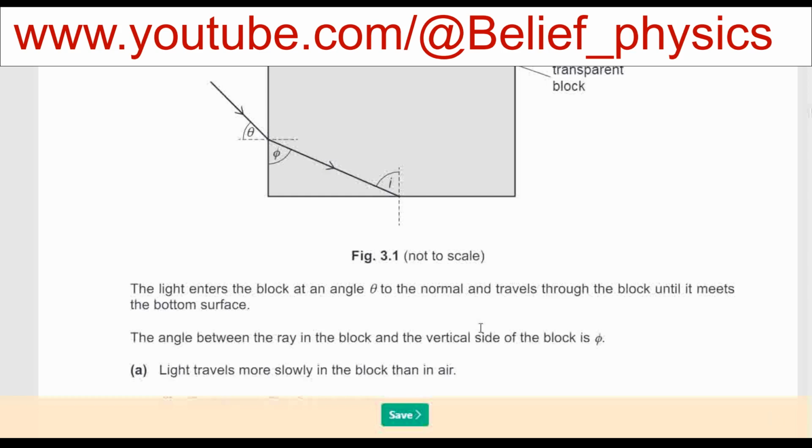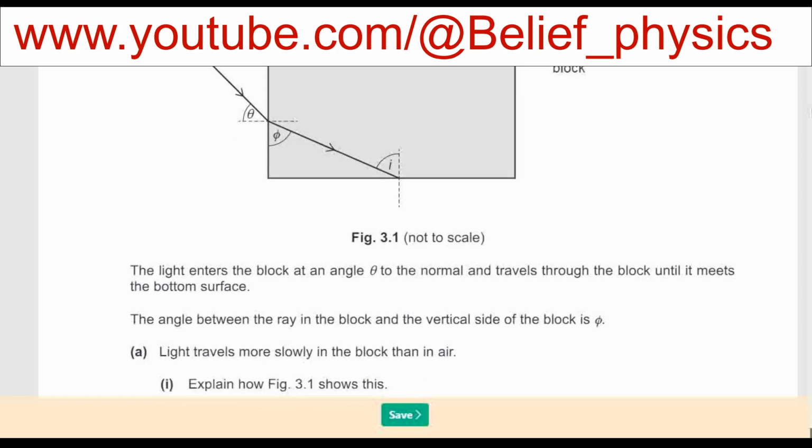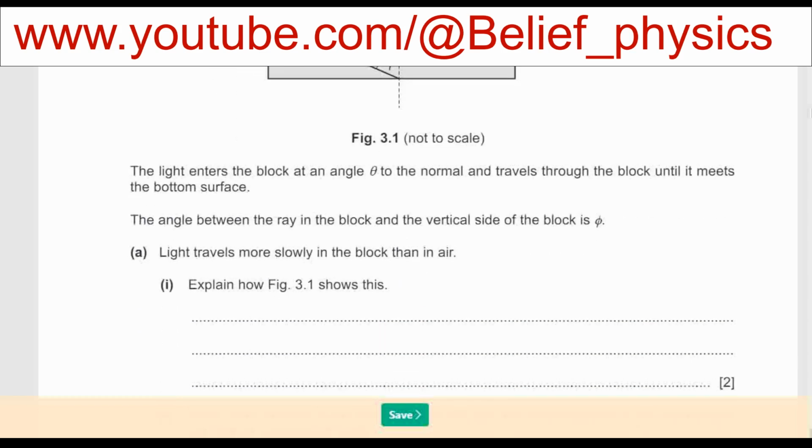So the question is, the angle between the ray in the block and the vertical side of the block is phi. This angle is phi. The question says light travels more slowly in the block than in air. Explain how figure 3.1 shows this.